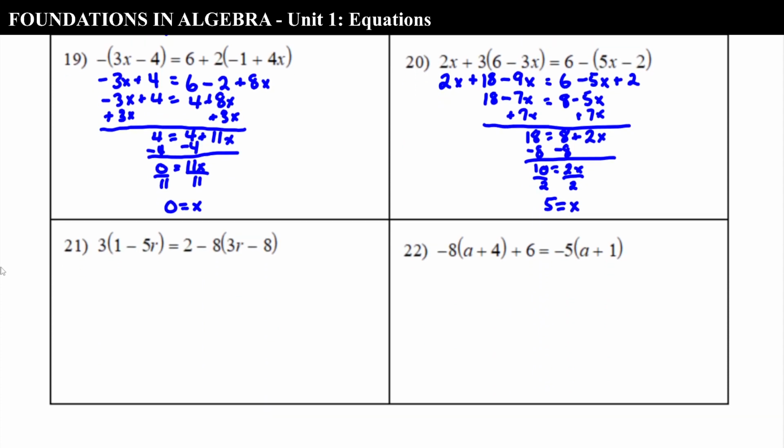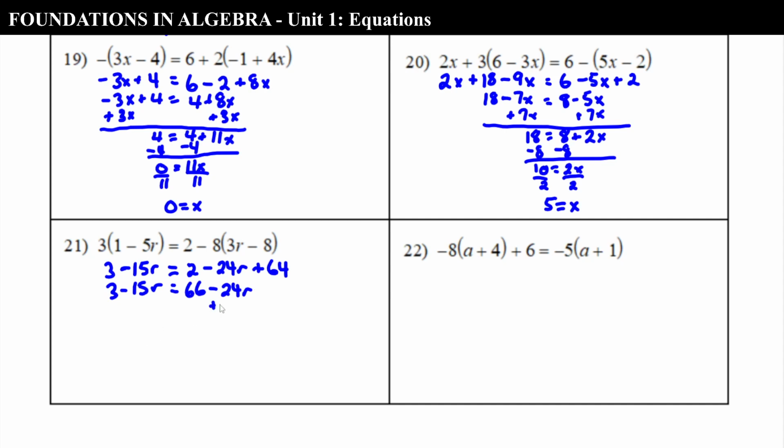All right, two last examples to cap off this section. 3 times 1 is 3. 3 times negative 5 gives us negative 15r. 2's by itself. Negative 8 times 3 gives us negative 24r. And then negative 8 times negative 8 gives us positive 64. We've got some like terms to combine on the right-hand side. 64 and 2 together make 66.